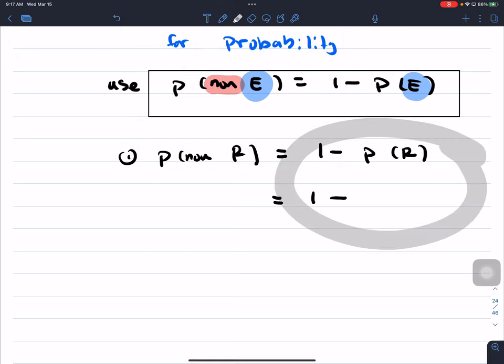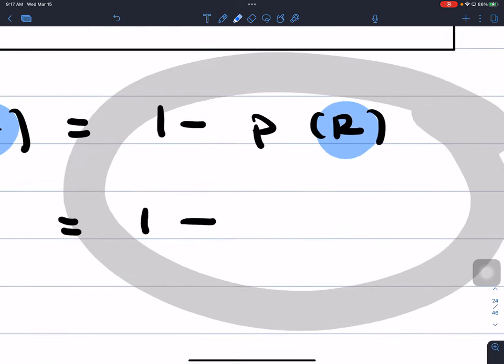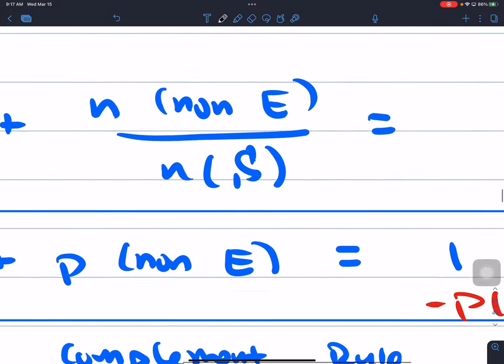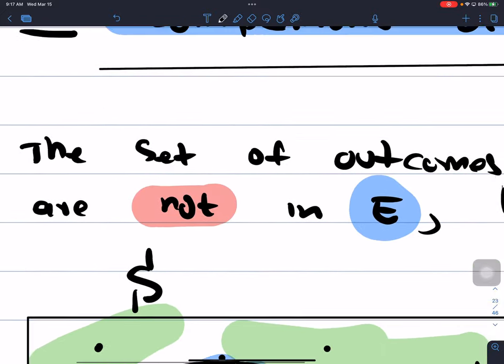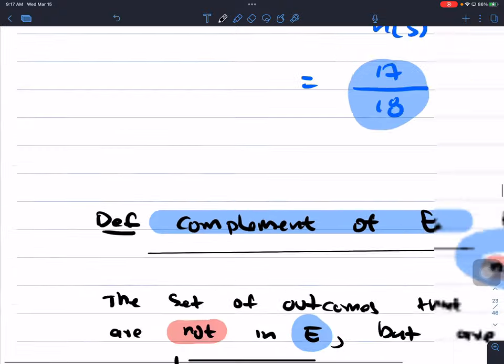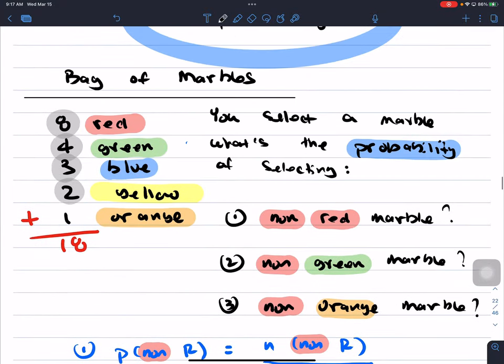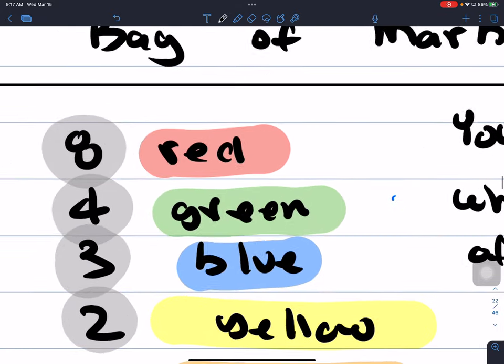Now, how do you answer this question? You have to know, what's the probability of selecting a red marble? So go to the bag and tell me. Out of the 18 marbles, how many are red? How many are red out of the 18 marbles? 8. Isn't there 8 red marbles?